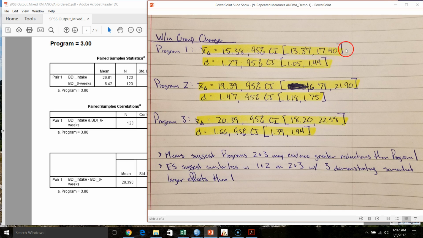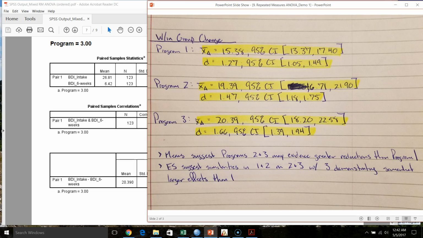Here, the boundary for our interval doesn't even overlap with Program 1. So we can probably conclude that in terms of absolute magnitude, we're seeing a stronger reduction or a stronger treatment effect in Program 3 relative to Program 1, at least eyeballing our confidence intervals. And in terms of our effect sizes here, there's not a whole lot of overlap between our upper and lower bounds. So again, this is just estimation, trying to draw general conclusions about what's going on with these data.